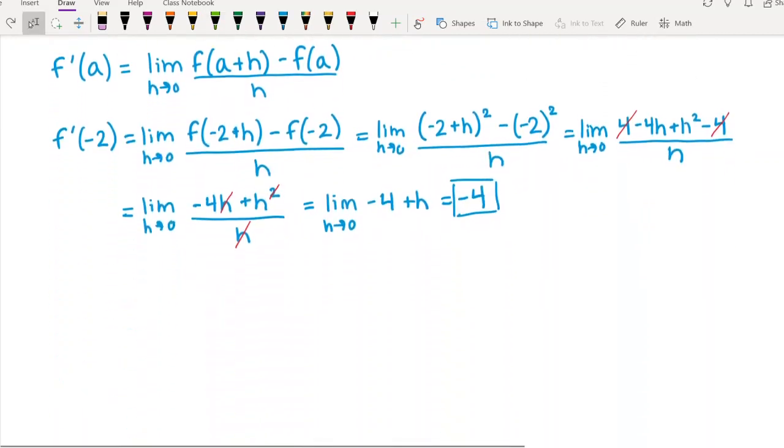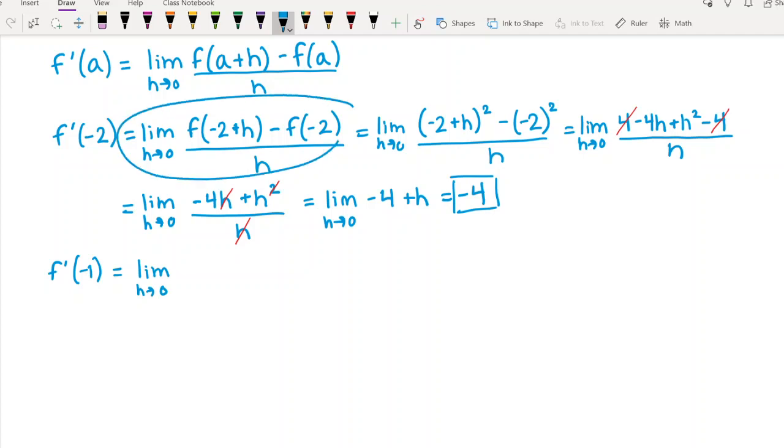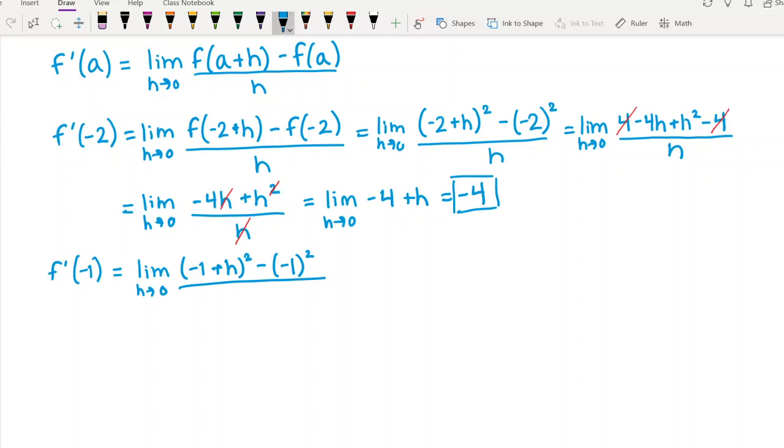Okay, so let's do a couple more. I know this is a little bit repetitive, and we'll see shortly that there is an easier way to do it, but I just want to give you a little more practice with this. I'm going to skip writing this part on this one because it's basically the same, so I'm going to jump right to plugging into our function. We have -1 plus h squared minus -1 squared, all divided by h.